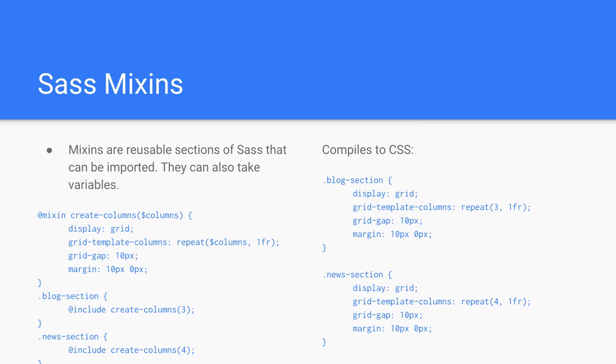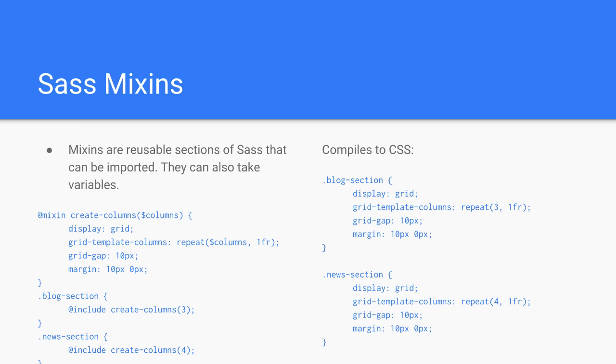So display grid, template columns is just repeat whatever our number of columns that was passed in is, and then one fractional. So if we pass in 6, it'll say repeat 6, one fractional, or one fractional, one fractional, one fractional, one fractional, 6 times. Our other settings, grid gap. So now we can say, okay, blog section, include create columns 3. So it'll pull in the CSS and include it here with whatever parameter we passed. Then on our new section, we can say include create columns 4.